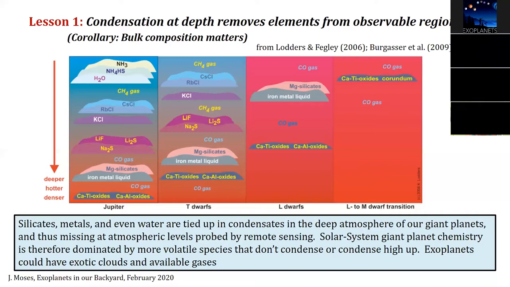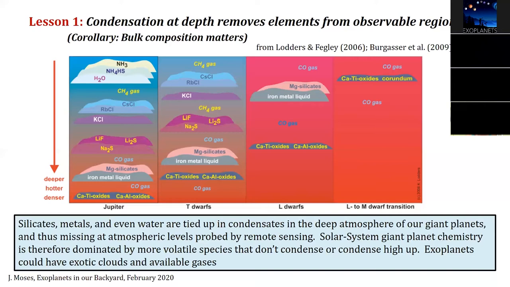Okay, but if you get hotter, this whole sequence moves up, and you now have in the regions that you're sensing remotely, you have the salts, or you might have sodium sulfide. You get hotter and you have exotic silicate clouds in your troposphere at the top that you're sensing remotely. We do have a lot of exoplanets that are very, very hot. And even some of these will either have no clouds or they'll have the most refractory things on the night side, like calcium titanium oxides.